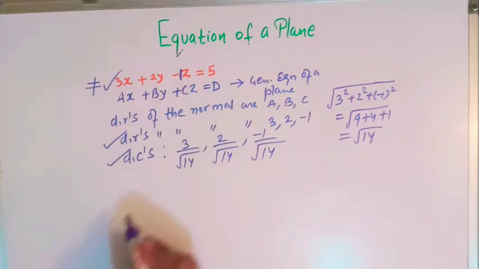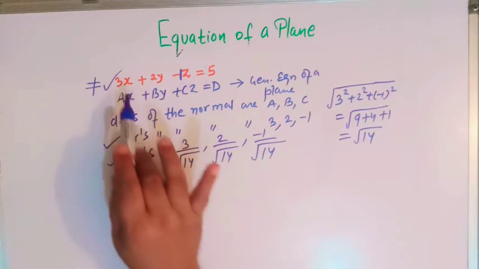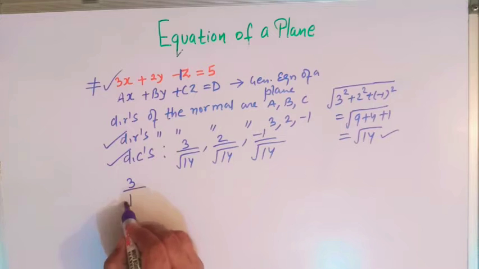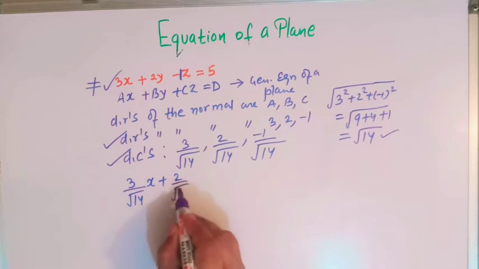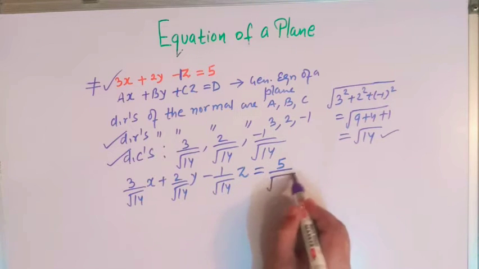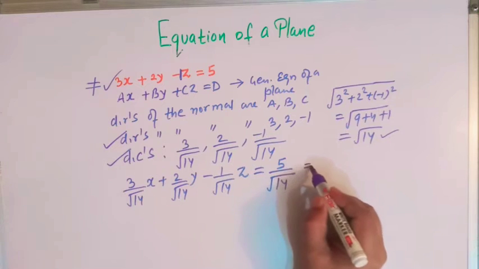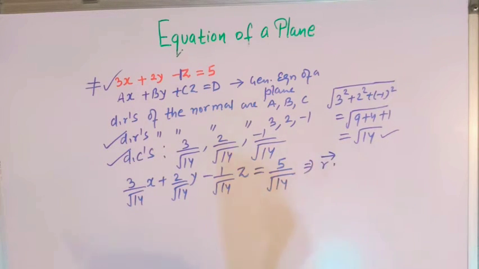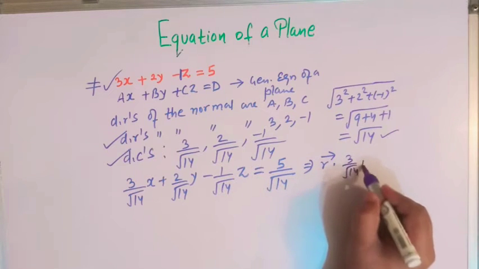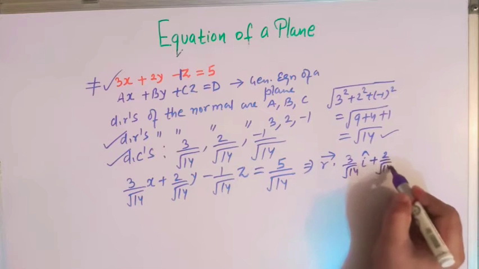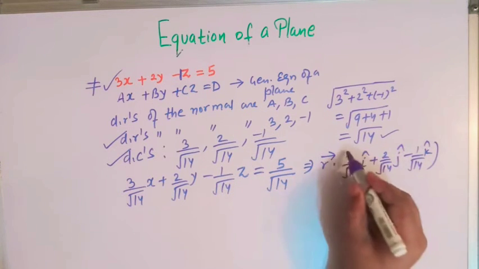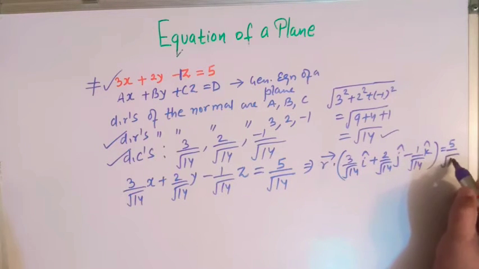Now this is the Cartesian equation, and suppose we divide both sides of this equation by this number, we get 3 by square root of 14 x plus 2 by square root of 14 y minus 1 over square root of 14 z is equal to 5 divided by square root of 14, right? Now this Cartesian equation can be converted into the vector equation, and we can write vector r dot (3 by square root of 14 i cap plus 2 by square root of 14 j cap minus 1 over square root of 14 k cap), right?